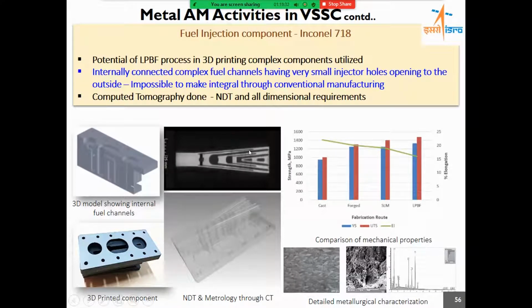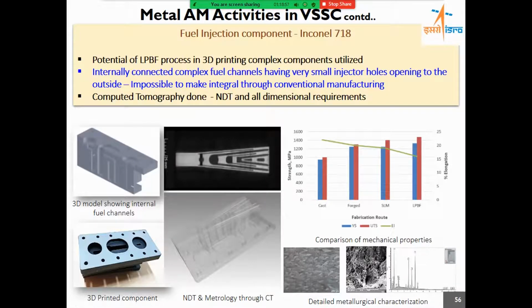If you carefully observe, you can see that all these channels are very nicely formed in this 3D printed component. We have taken a CT image, which is just like an X-ray of the component. You can see here in different orientations we have taken the CT images, and we found that all these complex shapes could be made through this 3D printing technique.